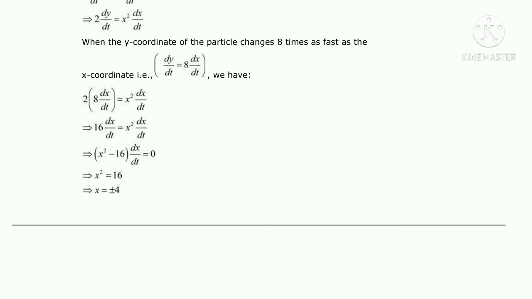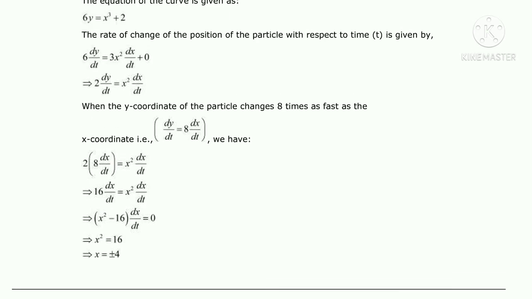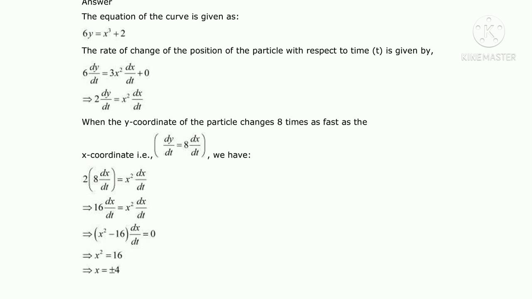So from here we can say either x square minus 16 equal to 0 or dx/dt equal to 0. But dx/dt is not equal to 0, it is impossible. So only the condition x square minus 16 equal to 0 holds, and from here x equal to plus minus 4. So if we get x equal to plus minus 4, that means we get two coordinates, positive 4 and negative 4. These two values we have to put in the given equation 6y equal to x cube plus 2. If we put them in, what will the values be?